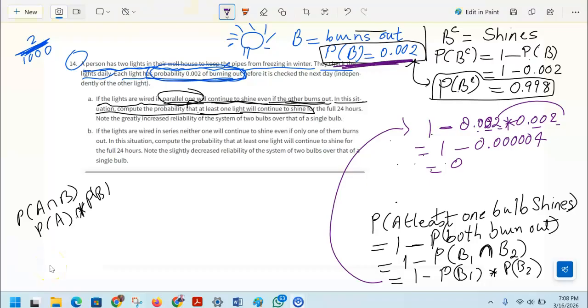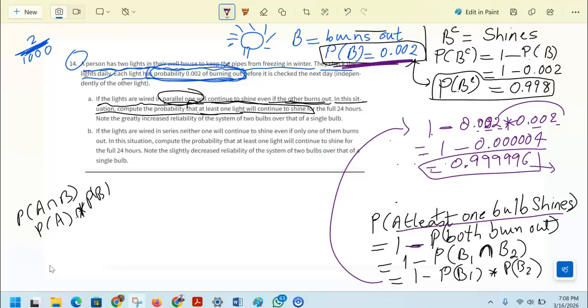So when you subtract this, you get 0.9995 times, and the last one will be 10 minus 4 is 6. So this is the probability that at least one bulb shines. It's a very high probability. So I hope this makes sense to you. Of course, there are other different ways to do it also, but I'll stick to this.